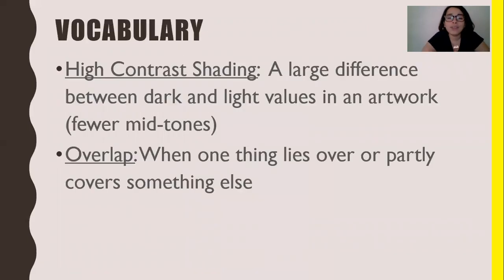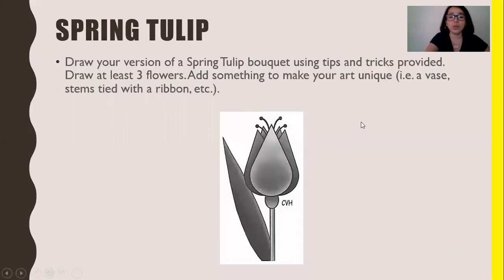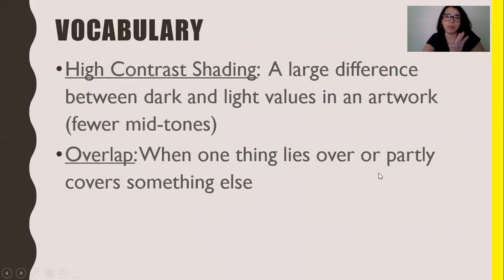Now the vocabulary for today is high contrast shading. That's when there's a large difference between light and dark values in an artwork. Fewer midtones, meaning there's a lot of dark parts in your drawing and a lot of light parts. There's not a lot in the middle. So notice here that there's a lot of parts that are really dark and parts that are really light. There's not that much of that middle color. So that's what they mean by a large difference between dark and light values. That's called high contrast shading.